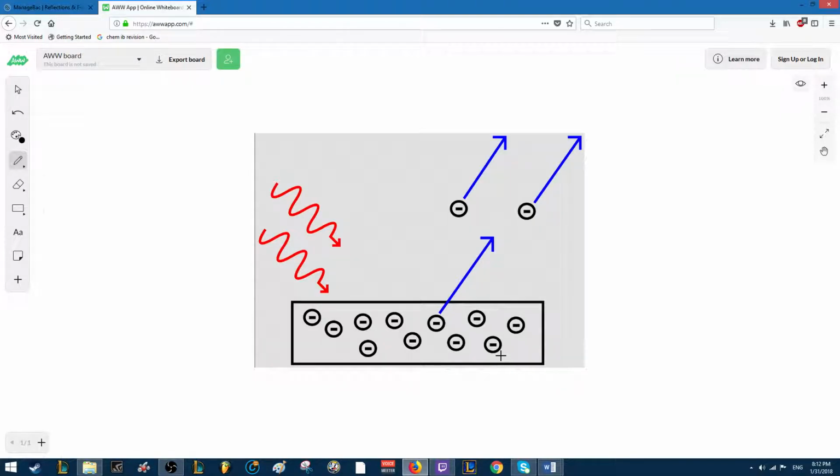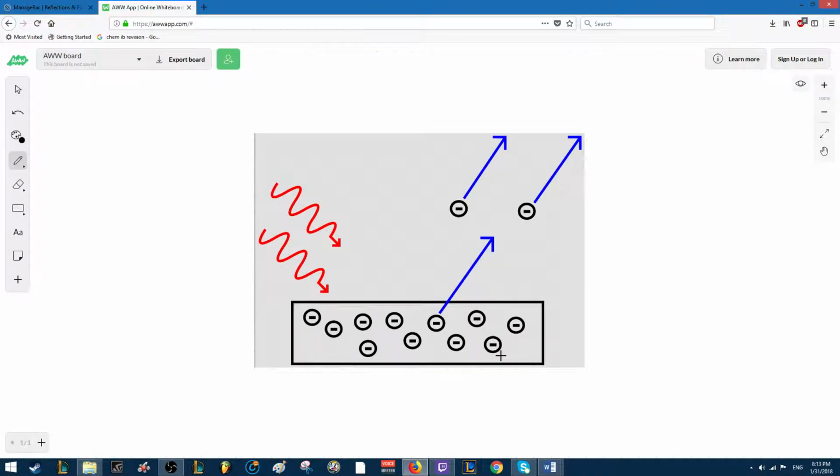For most metals, the frequency of the light needs to be in the UV range, so that is the light visible to us humans, right? So that includes green light, yellow light, red light. All those wavelengths are the ones that are going to be able to eject the electrons from the metals, right?